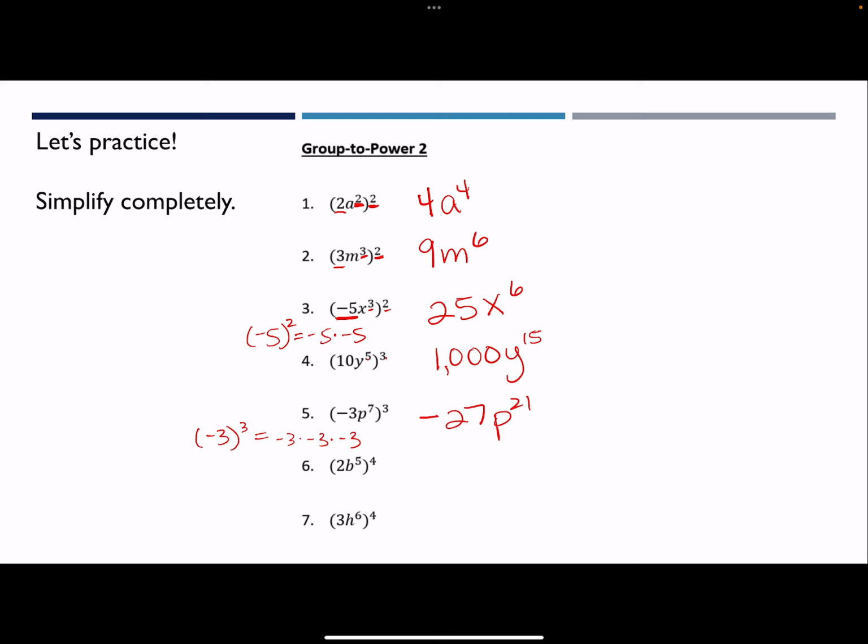2 to the 4th is 2 times 2 times 2 times 2, right? So this is going to be 16b to the 20th. And 3 to the 4th is 81h to the 24.